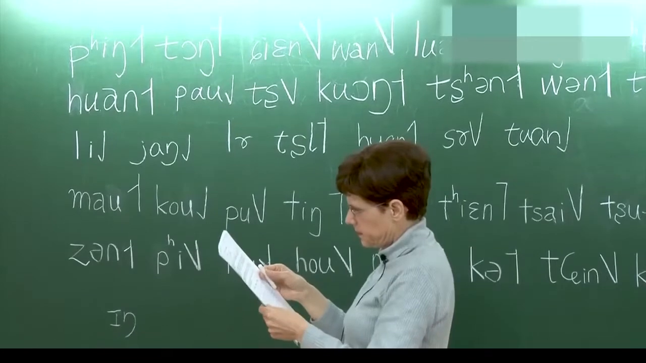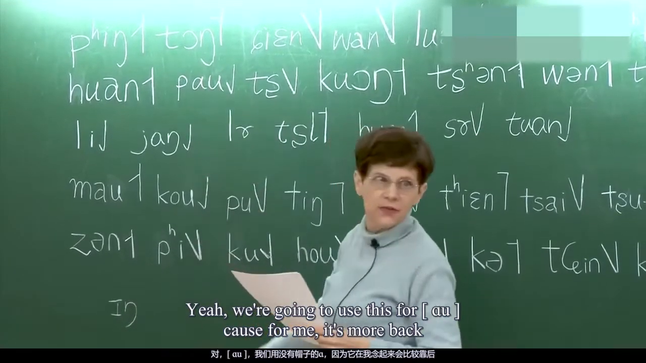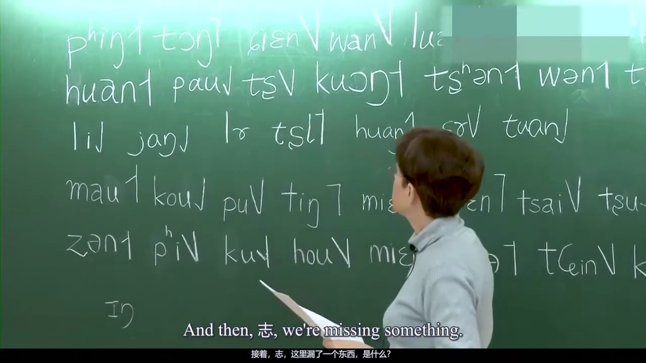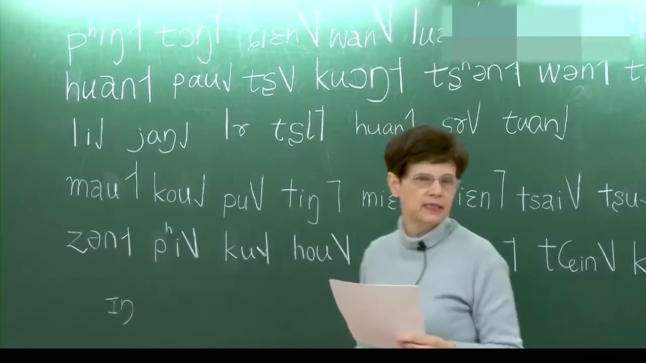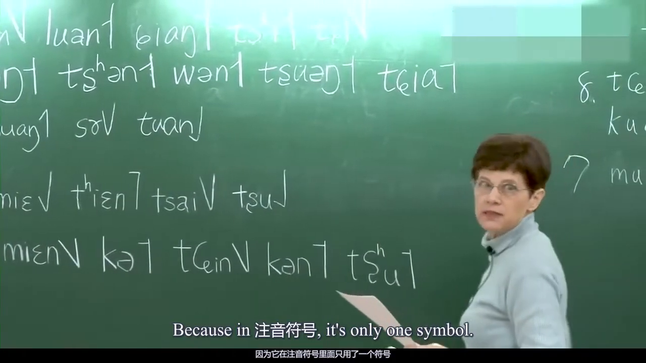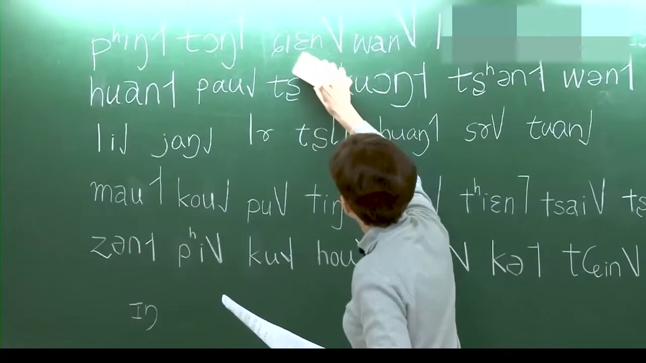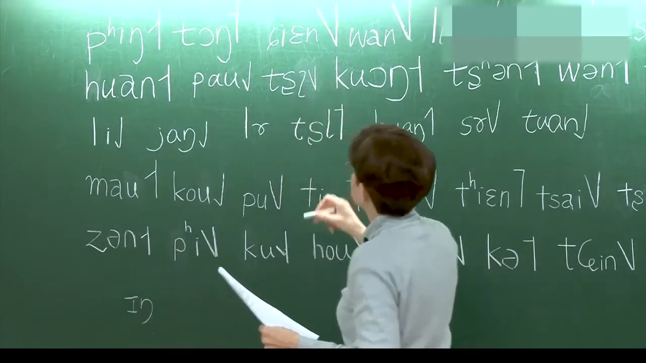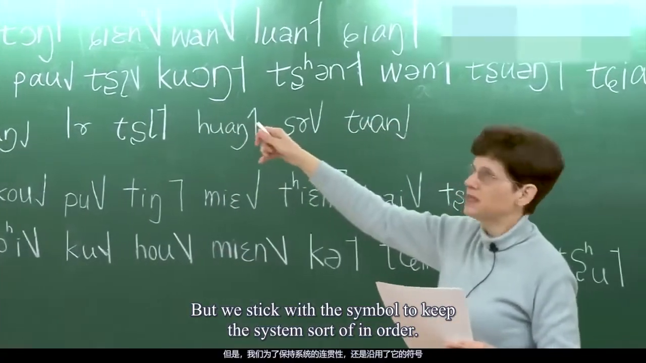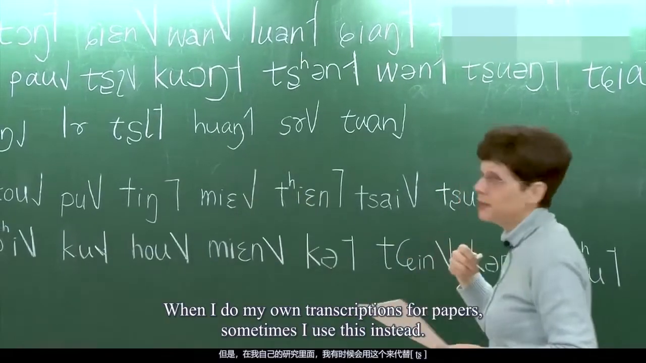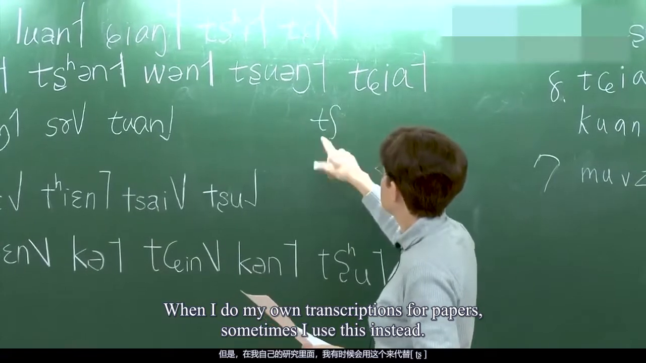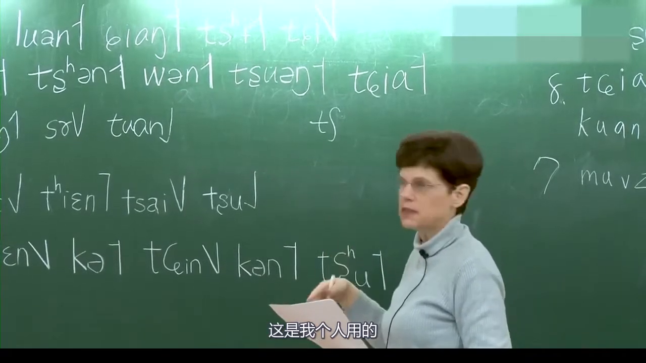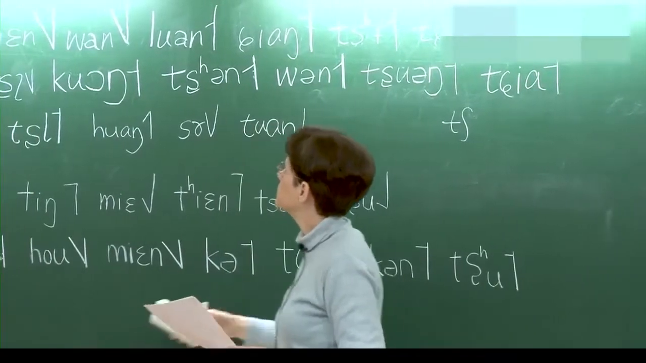Okay? So huan or shi, bao. And yeah, we're going to use this for ao, because for me it's more back. So we're going to use this and not the one with the hat for ao. And then zi, we're missing something. The vowel, and we're missing it because of zhuyin fuhao again. Because in zhuyin it's only one symbol. So let's make some room for it, and put in a retroflex vowel here. And put the tone mark back. Zi. Now, it is not zi like in Beijing, but we stick with the symbols to keep the system sort of in order. When I do my own transcriptions for papers, sometimes I use this instead. I personally would use it, because I think in Taiwan, it's almost like an English zi with no rounding. But that's what I personally use. Yeah. I think the vowel can be a little bit higher. Yeah, you can put it higher.